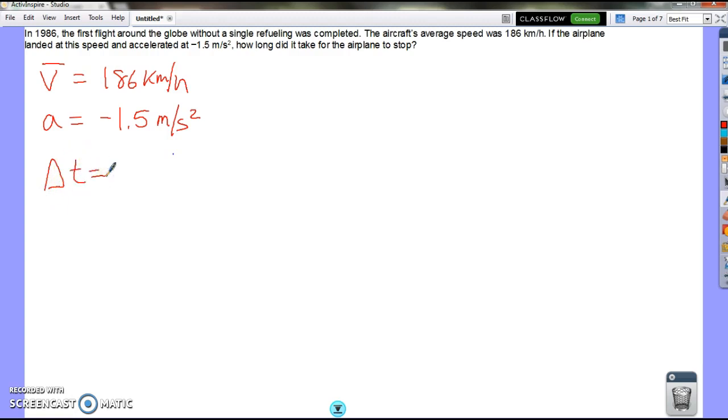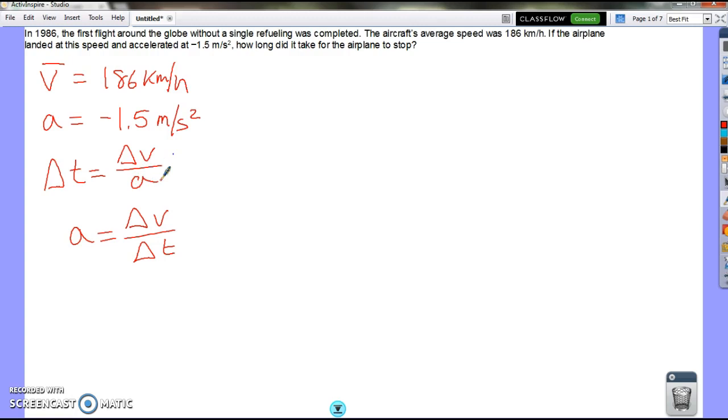Well, we can look at our formula, and we know that our reference table says that acceleration is equal to delta v over delta t. And so if we know that this was the 186 kilometers per hour and it went to a complete stop, that's our total change. And we know that our acceleration is over here. We want to solve for t. So we know that delta t is equal to delta v divided by a.